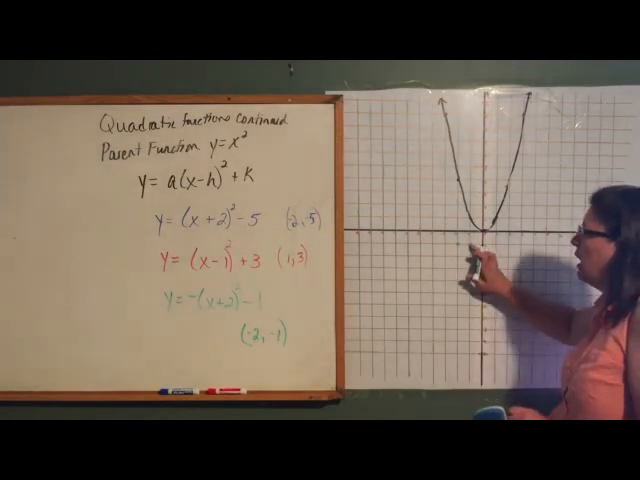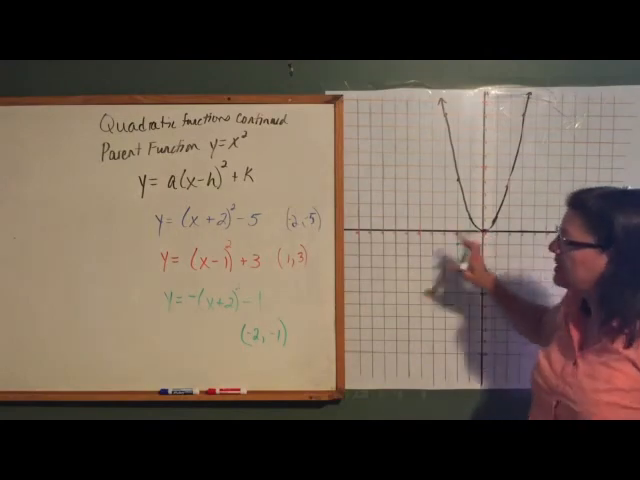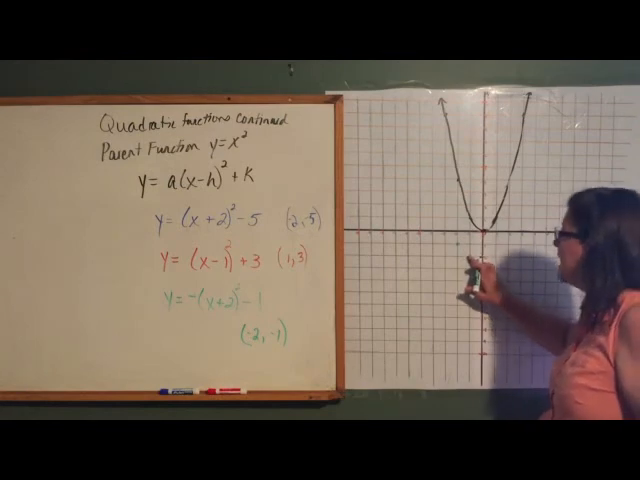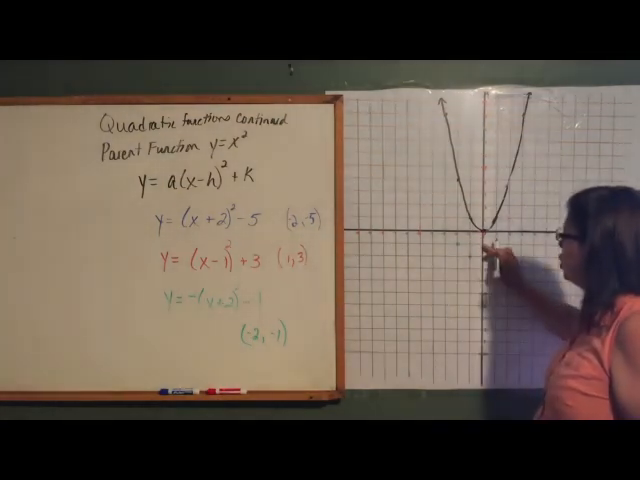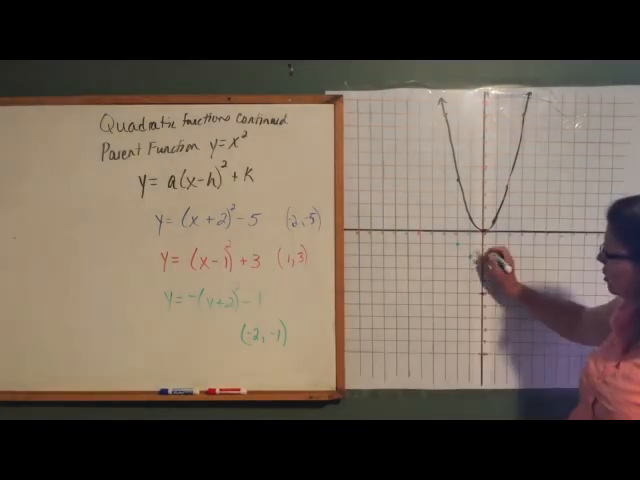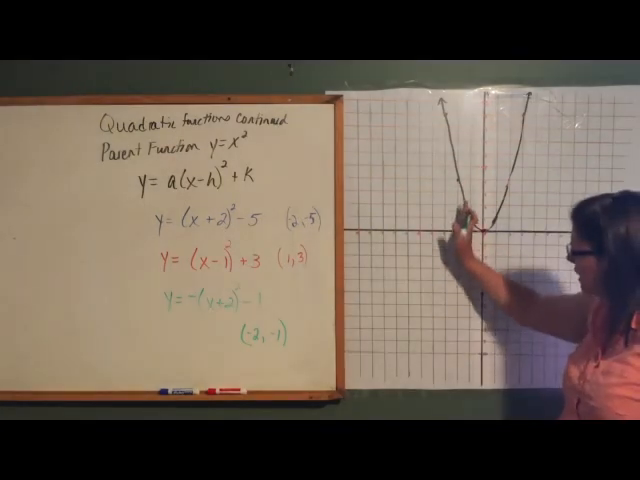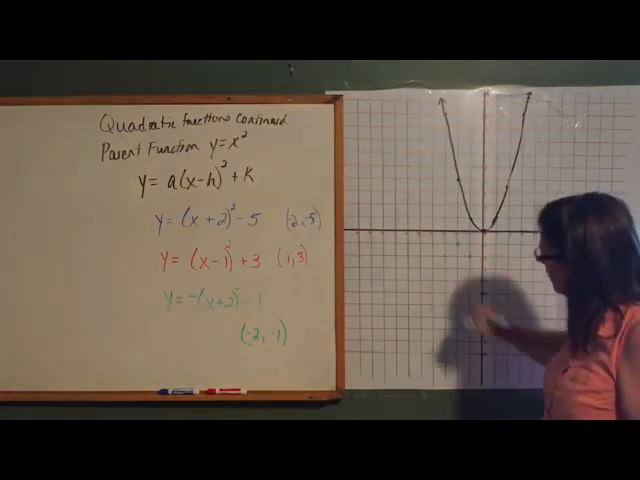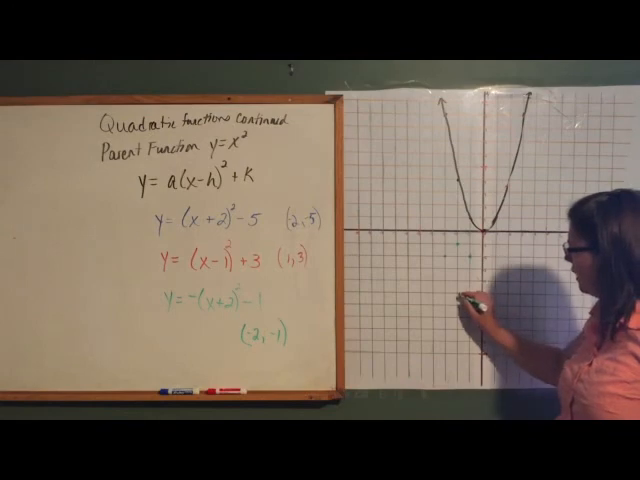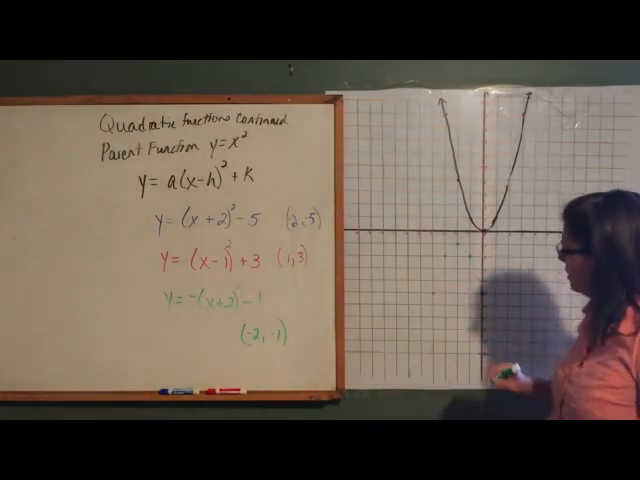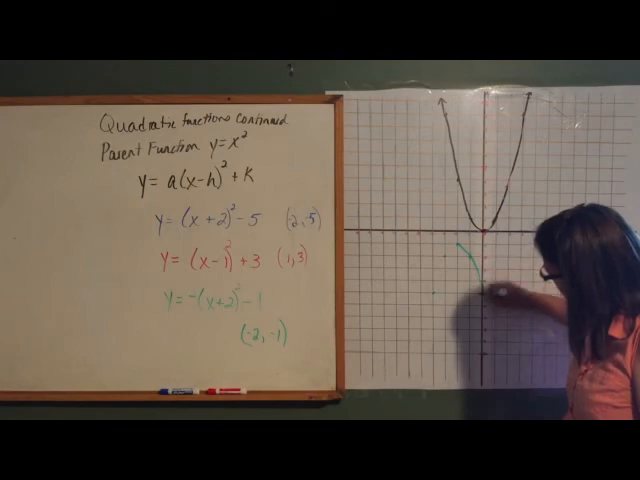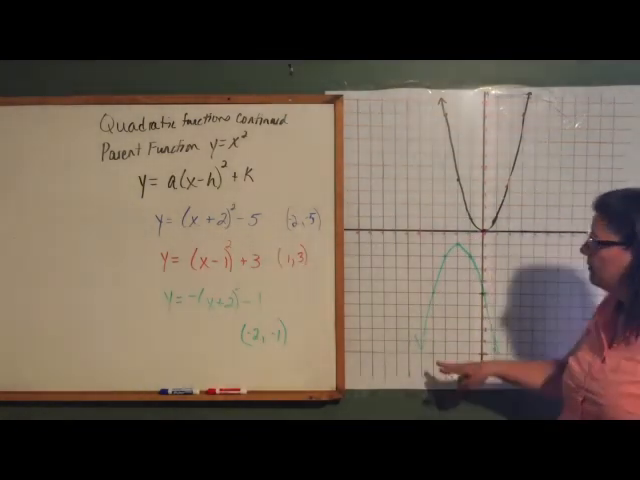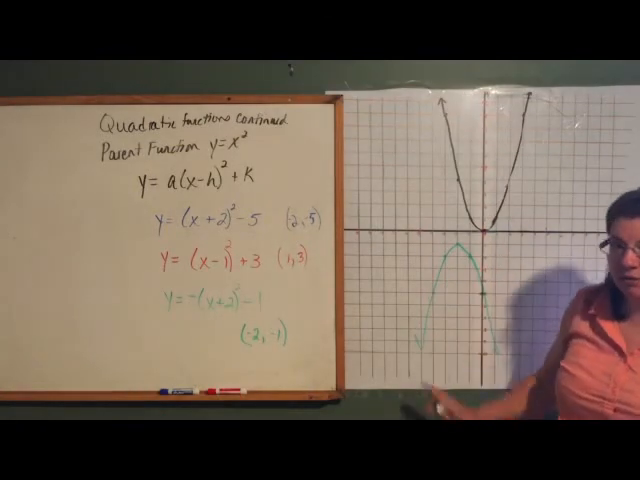So now normally we would go right 1, up 1, but this negative in front tells us instead of going right 1, up 1, I'm going to go right 1, down 1, and right 2, down 4. Then I'm going to use symmetry. This is my axis of symmetry at x equals -2. So 1 to the right would be another 1 to the left. This one is 2 to the right, so I'm going to go 2 to the left. And that gives me my new parabola. Notice it's facing down, okay?